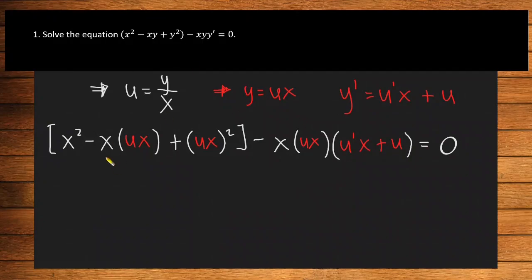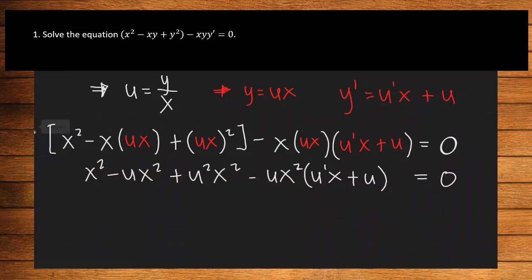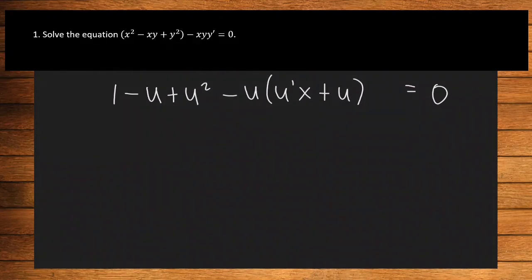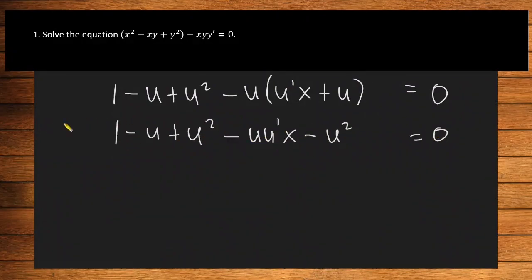After this, we are just going to simplify. So we can divide our whole equation by x squared. So we are left with this function. And then let's distribute u. So we can see that this term and this term will cancel out. So we are left with 1 minus u prime x equal to 0.